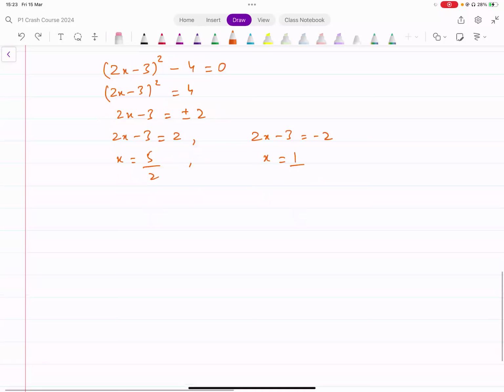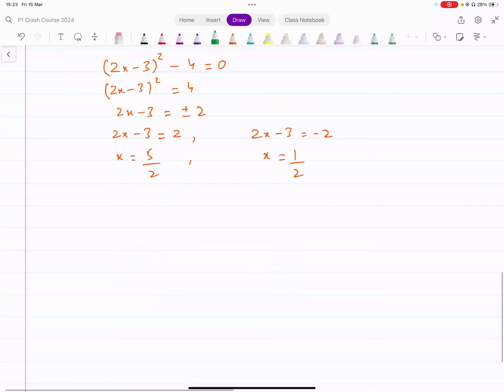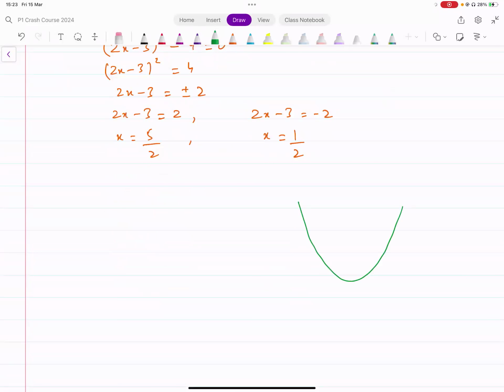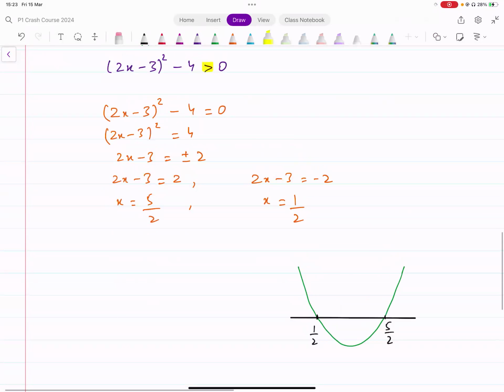Now that we have found those x-intercepts, what's the shape of this graph? It's a quadratic function, and it's a U-shaped graph because the coefficient of x squared is positive here. What we have done is find the x-intercepts of this graph. One x-intercept is 1 over 2, the smaller one, and the bigger one is 5 over 2. The inequality is that the function should be greater than 0. Which part of this function is greater than 0? It's either this side here or this side.